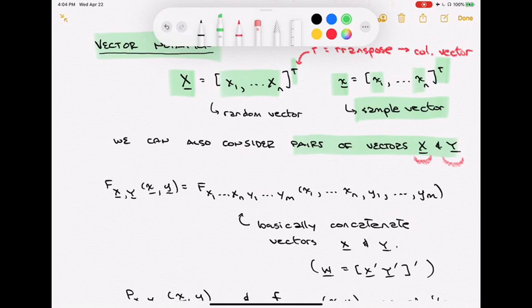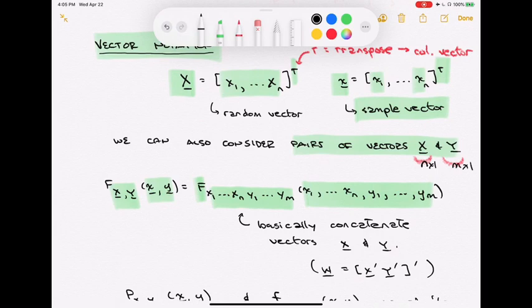The joint CDF for the random vectors x and y, as an observation of all the observations of x and all the observations of y, is just this CDF going over variables x1 through xn, y1 through ym, maybe a different length, and all of their individual observations. If you look at the dimension of each of those, x was of length n, so it was a column vector, an n by 1 vector if you will, and y was an m by 1 vector.